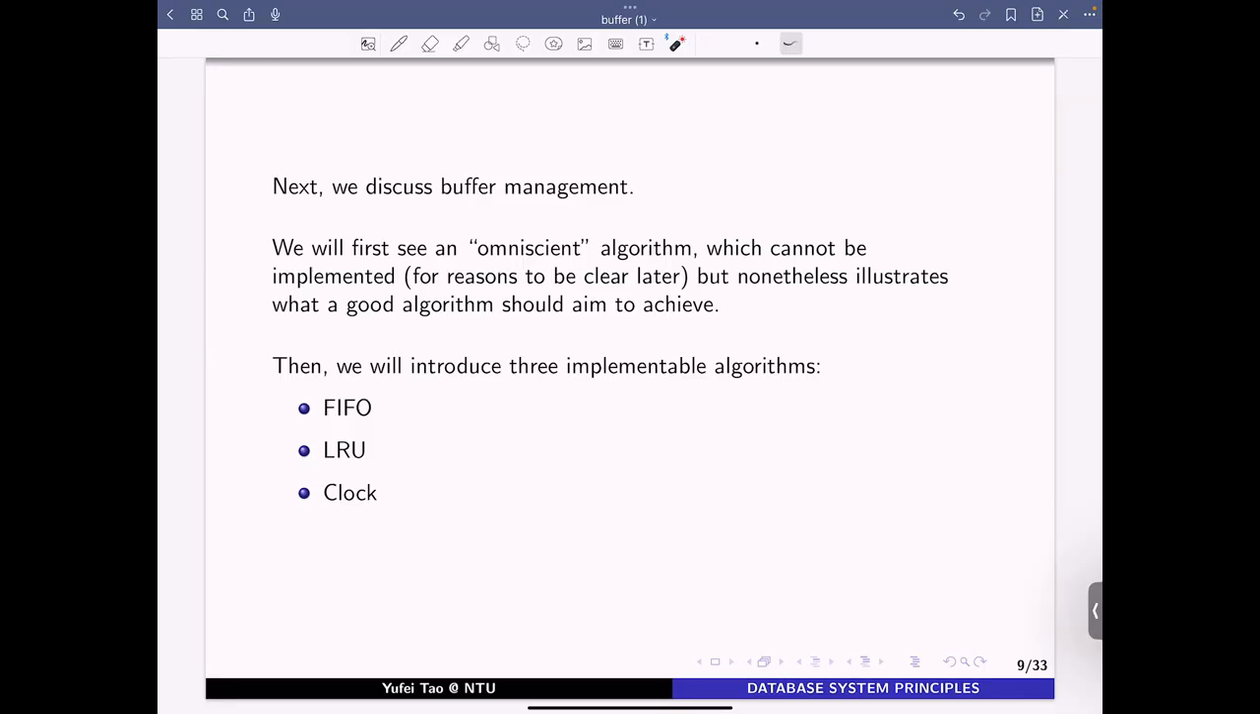The organization for the rest of the lecture is the following. First of all, we're going to look at an omniscient algorithm. As the name suggests, omniscient means the algorithm knows everything. This is really like a hypothetical algorithm that exists only in theory, because in practice, no algorithm will be able to predict the future. You will know the meaning of this omniscient very soon. So this algorithm really cannot be implemented.